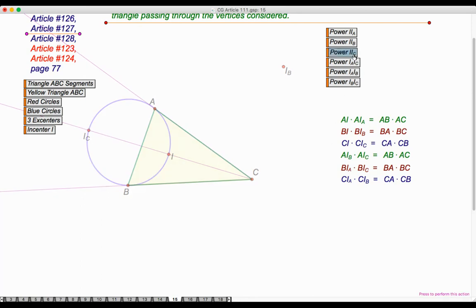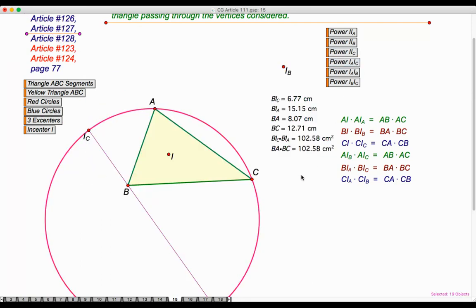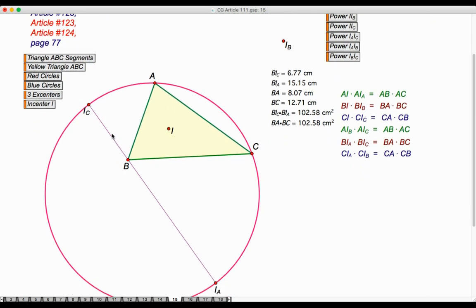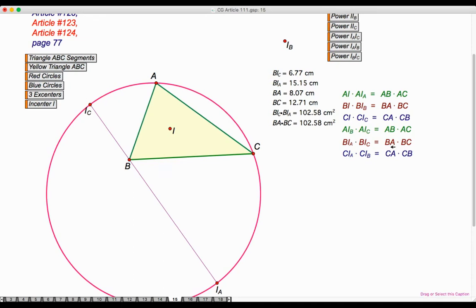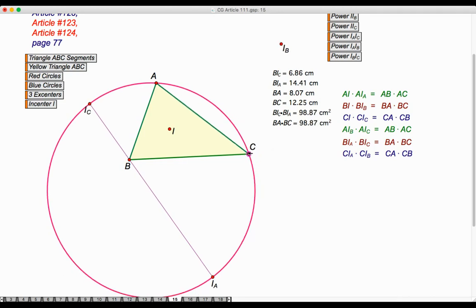Oh, I need to correct this one too. So now I have this other red circle here. Now this red circle is a little bit different because it's now B I sub A times B I sub C is equal to BA times BC. So that's this line here. You notice that the product is equal to 102.58 even if I change this one. So the product will always be the same. So this is with respect to the power of point B where B is inside the circle.